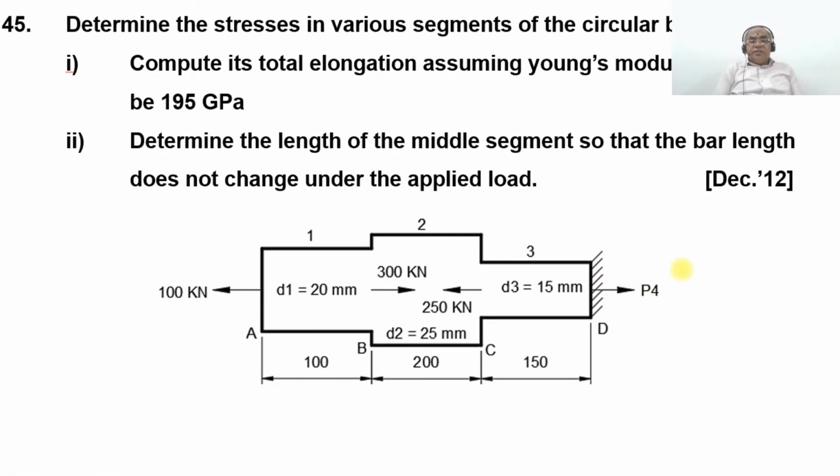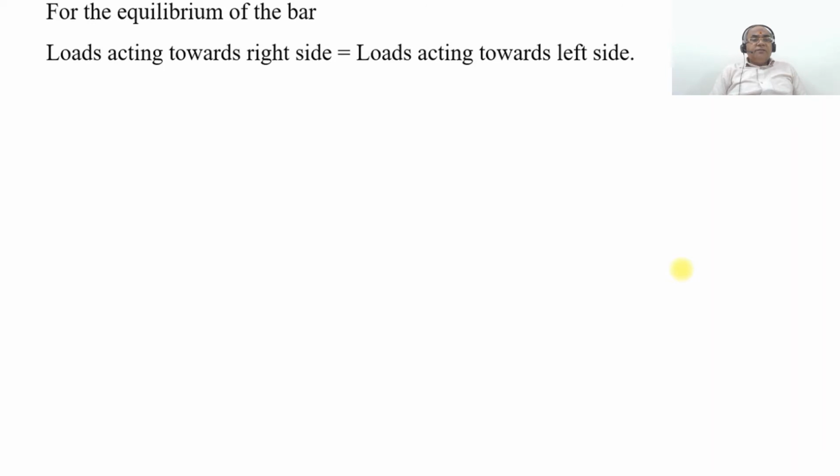Now first we are going to consider the equilibrium of the bar. The load acting towards the right side should be equal to the load acting towards the left side. The load acting towards the right side is P4 plus 300, which will be equal to 100 plus 250. Therefore, the value of P4 will be equal to 50 kilonewton.